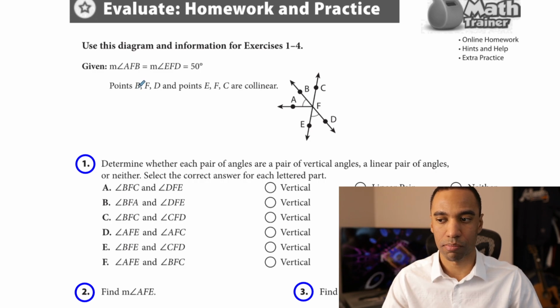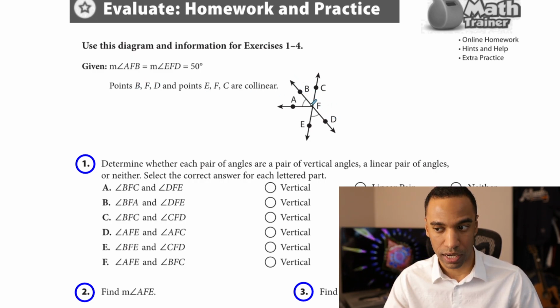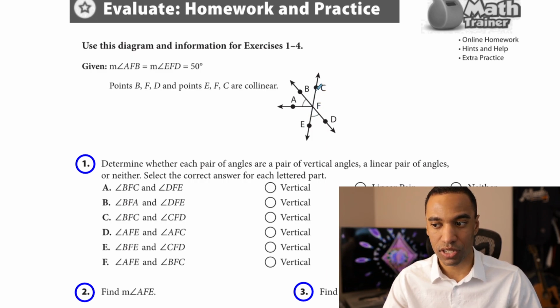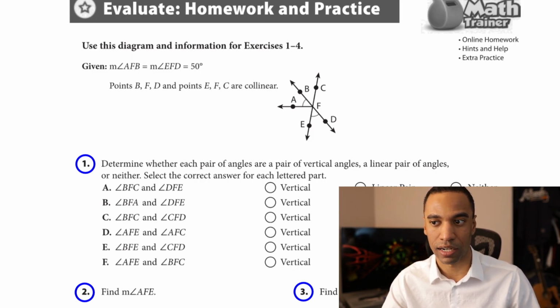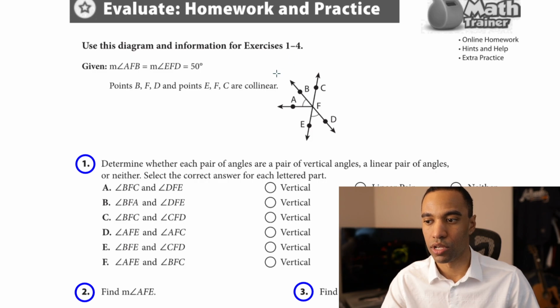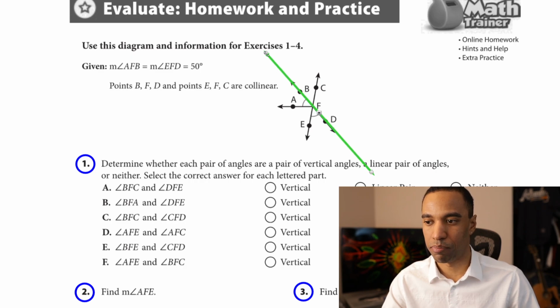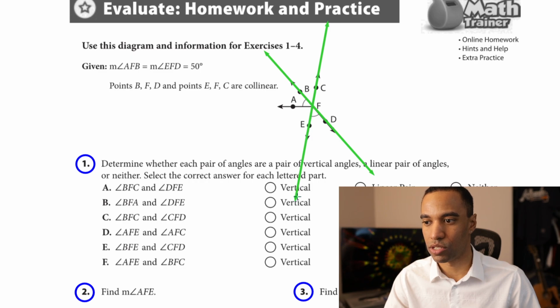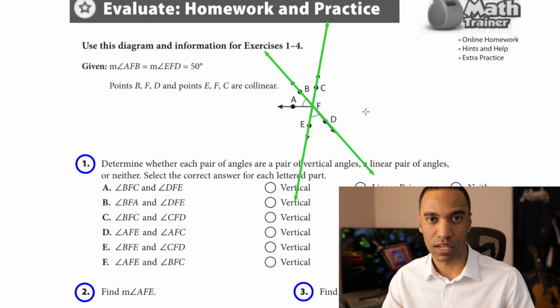But for number one, it's important to see that points B, F, and D are collinear, and points E, F, and C are collinear. What collinear means is they all fall on a line together. I can draw a line literally through those points. If I draw a line through those 3 points, and I'm doing it really big just to emphasize it, and I draw another line through those 3 points, you can see that there are 2 lines here. This is important for vertical angles and linear pairs.